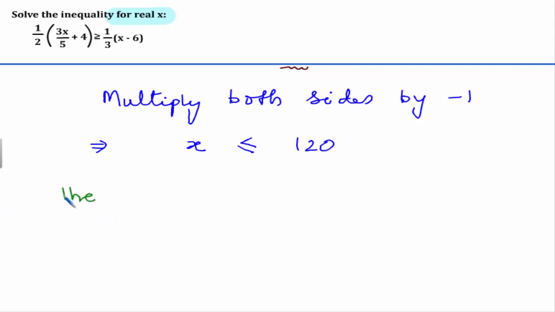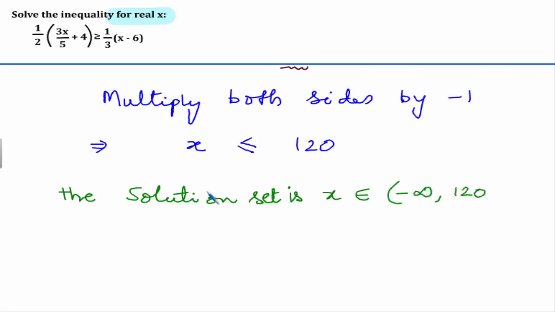So the solution of the given inequality is x belongs to, as it is real number, we will have minus infinity until 120. And observe that while writing the solution, you observe here it is only less than or equal to is there. If equal to is there, it is closed interval.